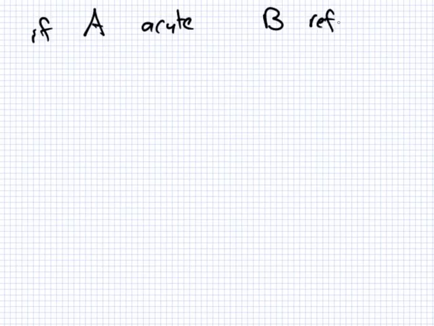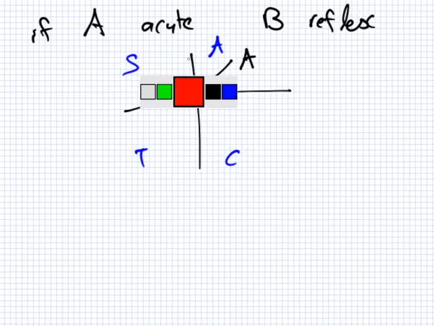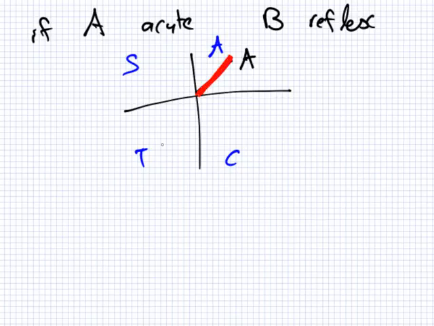So now, let's try this situation. The same problem, but this time I tell you A is acute and B is reflex. So if you look at this one here, it means the A is here, but I said the B is reflex. Now hang on, A, S, T, C. So the A is here. So where's the B if it's reflex? Is it in quadrant 3 or quadrant 4? Either? You think either? Fair enough.